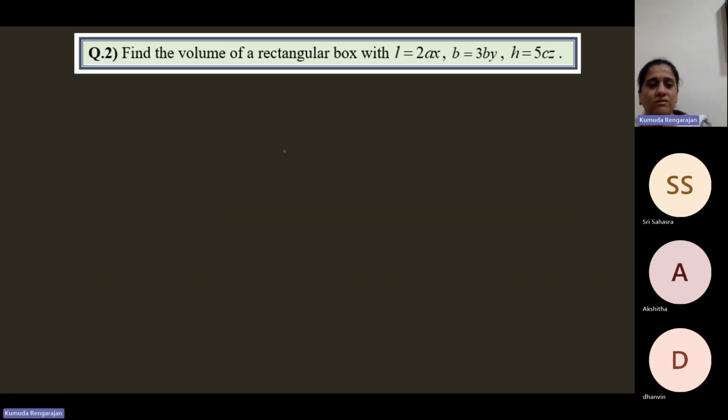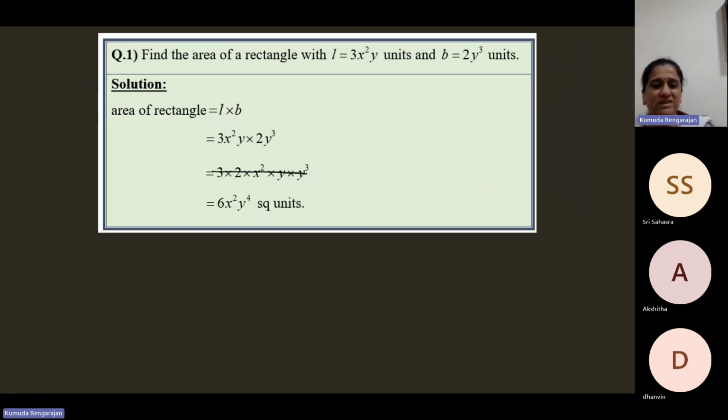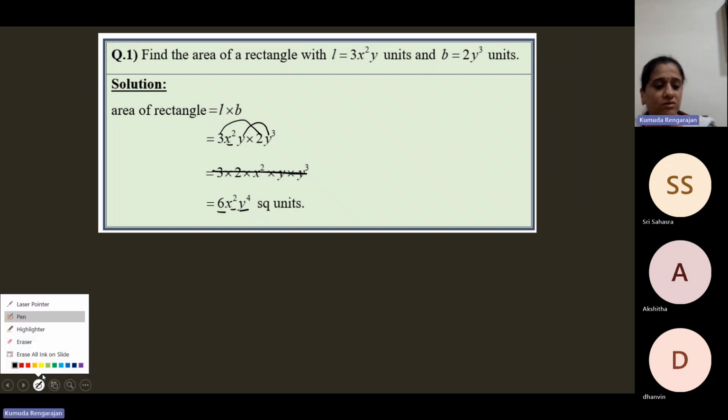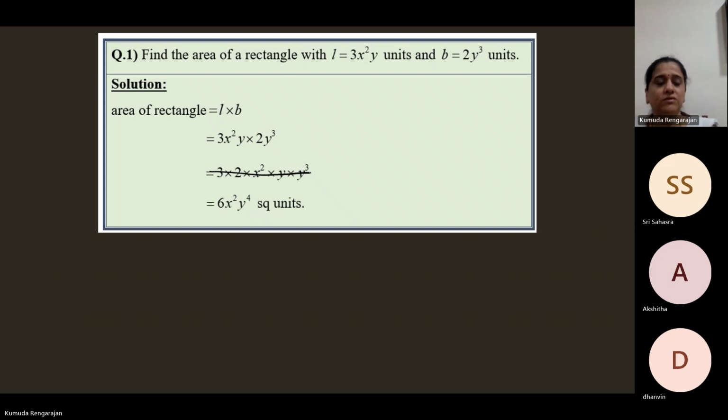It's not mandatory to show this step. You can directly do it. 3 into 2, 6 x squared, and then y into y cubed is y to the power 4. So you can just ignore this step. How do you multiply? 3 into 2, 6. Then x squared as it is, and y into y cubed: add the powers, 1 plus 3, 4. That's how we multiply.